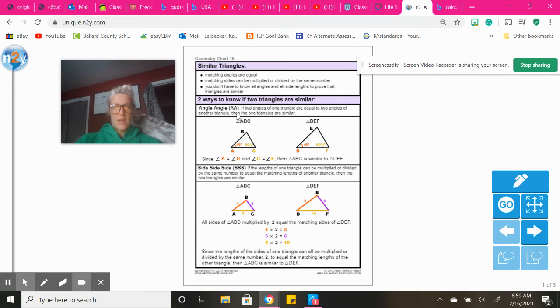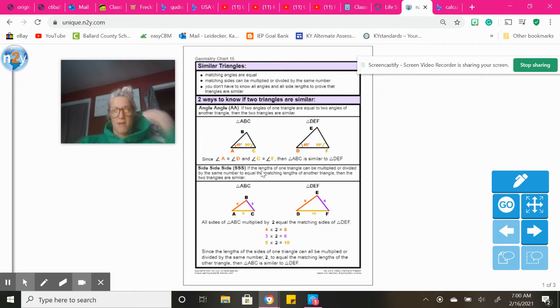We have angle, angle. So remember our angles. They have angle 45, angle 45, angle 60, angle 60. And knowing that, we say angle A equals 45, angle D equals 45. This triangle is called triangle ABC. This triangle is called DEF.